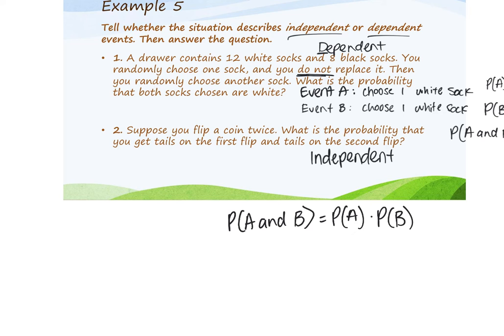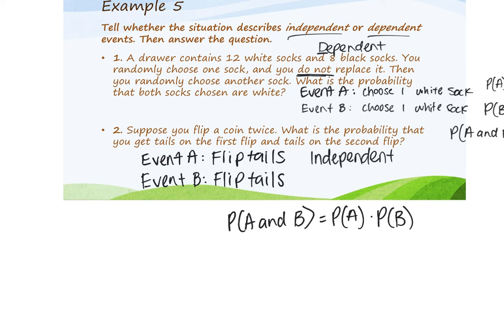Do you guys see how the formula changed? This is no longer assuming that A happened, right? Because they don't affect each other, okay? So, event A, what do we want to happen in the first event? Flip tails. Event A is we flip tails, right? And then event B, what do we want to happen? Tails. You flip tails again. Why do you say tails? Because what does it say at the very end? It says, what is the probability that you get tails on the first and tails on the second? Okay? So we're using our events to match whatever we want to find.